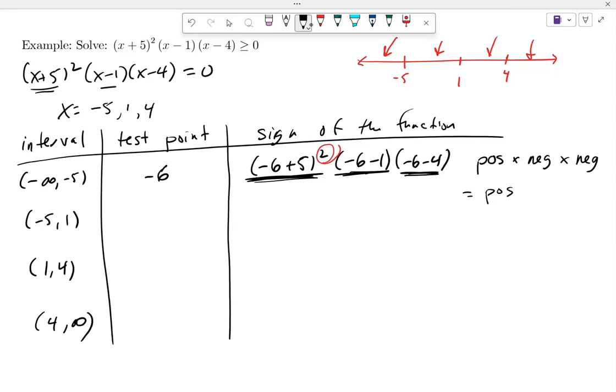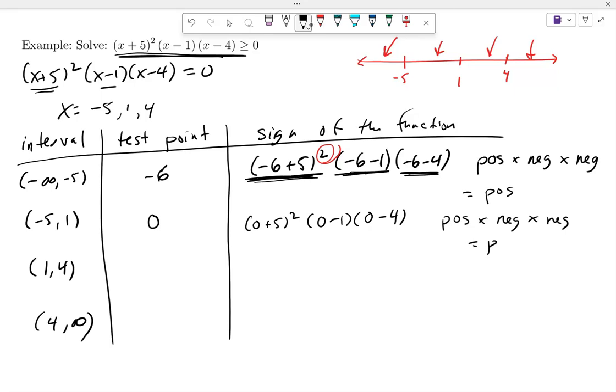Do the same thing for the next one. We want a test point between -5 and 1. Negative 2 works. I always like to choose 0 if I can, because 0 is always an easy one to plug in. But you can use whatever you want. It doesn't matter. You don't have to write these parts out all the time, by the way, because all we care about is the sign, whether it's positive or negative. The first part is positive. The next part is negative. The next part is, and again, we get positive. Okay.